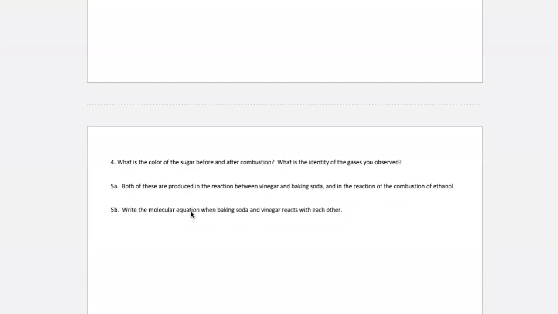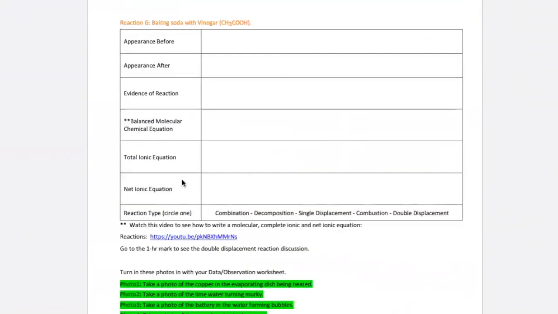Write the molecular equation when baking soda and vinegar are combined. So that's basically just this right here. That's this last part right here. That's the reaction, just put that in your post-lab questions. And then don't forget to circle the type of reaction that it falls under. So when you have baking soda and vinegar, that falls under a certain category of reaction. You need to circle which one. And that's the lab.